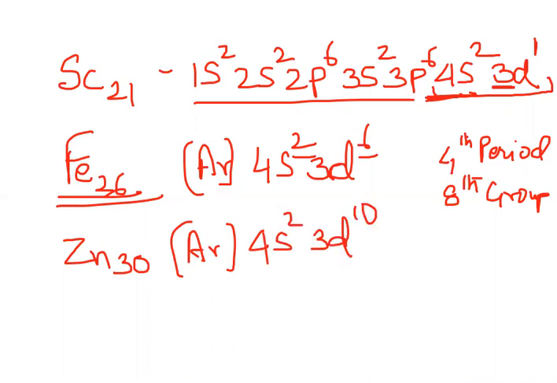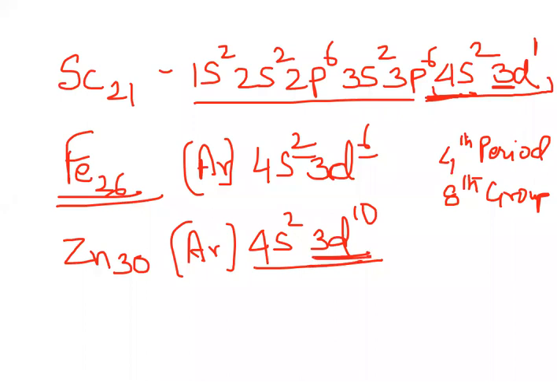Okay, now some children will say that if it is 4s2 3d10, that means the 3d orbitals are completely filled. So now it is going to have 4s2, so it should be placed in group 2 because the 3d has been completely filled. But remember, the last electron has actually entered the 4s1. All right. Why? Because of the presence of 3d.